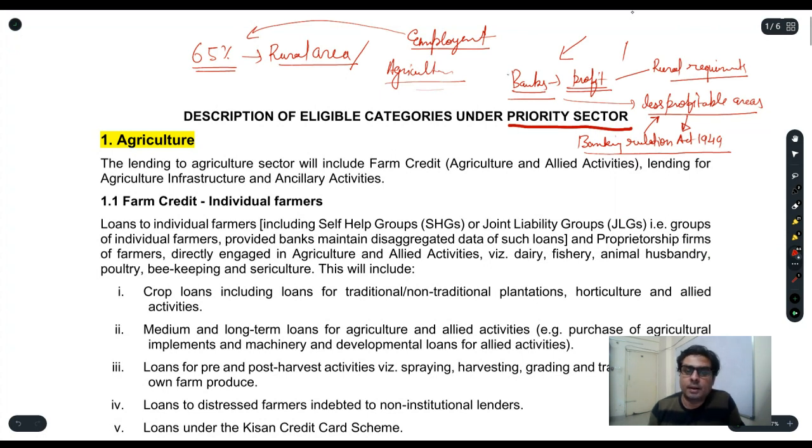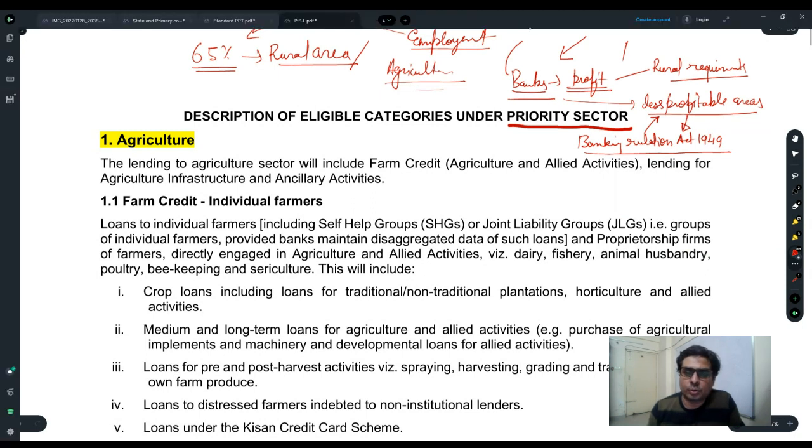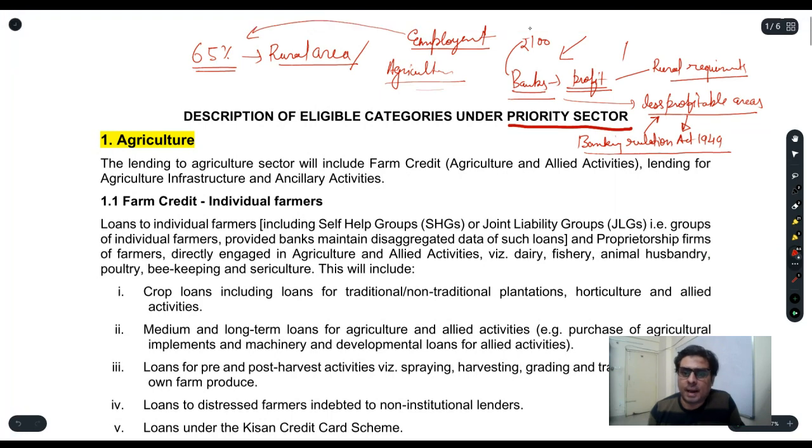For example, just giving an example, not an exact figure. Suppose that banks have 100 rupees to lend. Out of whatever money they have for lending, 40% they have to lend to the priority sector. What is the priority sector? The sector where there is less profitability.